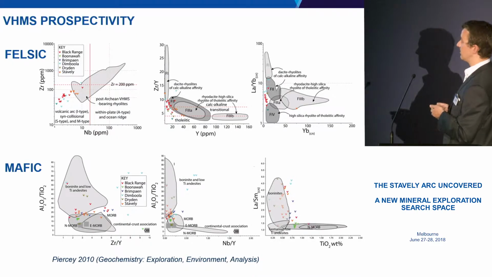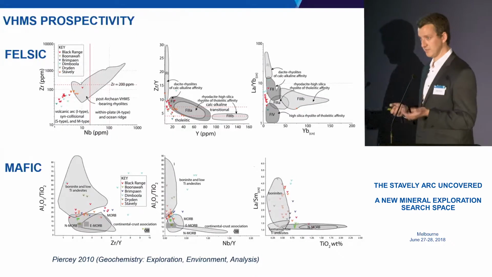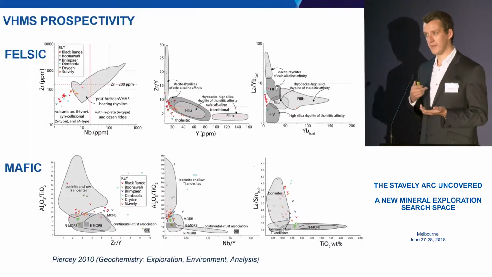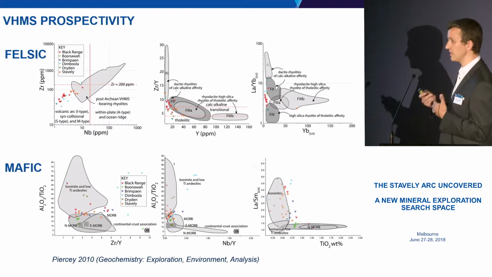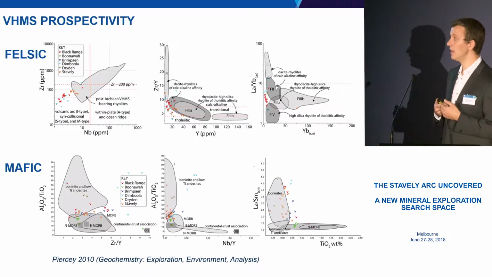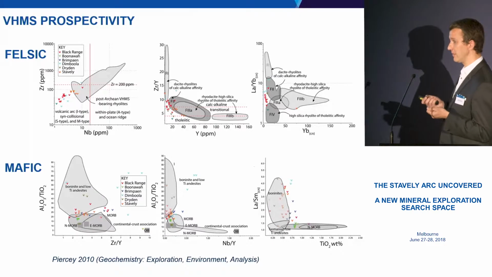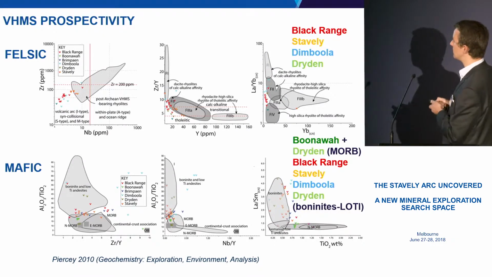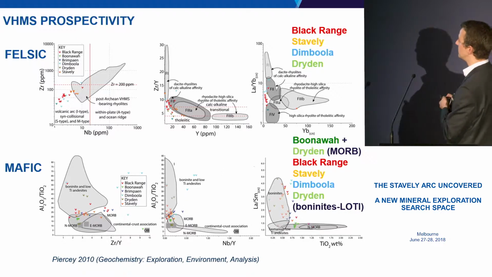We can do a similar thing for VHMS prospectivity, and it's based on the work of Steve Piercy. Essentially, this is just looking at particular magmatic associations which are characteristic of high temperature magmatism. That would indicate rifting, which is obviously a good environment for VHMS systems. We look at the felsic rocks in terms of these ratios.